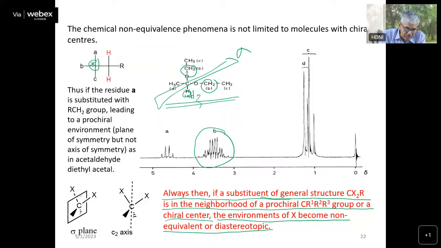If you have a sigma plane, you will see that these two groups become equivalent. But if you consider a C2 axis, you will say they are not equivalent. So you see whether there is a C2 axis or a sigma plane. Here there is a sigma plane, but there is no C2 axis. So if you remember the definition, diastereotopicity is when there is a sigma plane but no C2 axis.